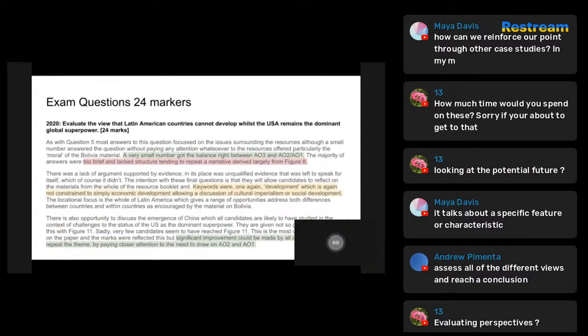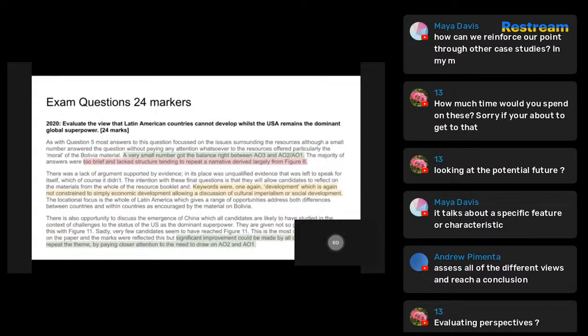So again, you've got to use keywords in your answer, right? Look at the question and think, all right, this is superpowers related. What keywords can I think of? Okay, there's hegemony, right? I know that the United States is the sole superpower. In the past, there was the British Empire, there was also the Soviet Union. Before that, it was a multipolar world. And there's a keyword that I can put in, multipolar, okay?